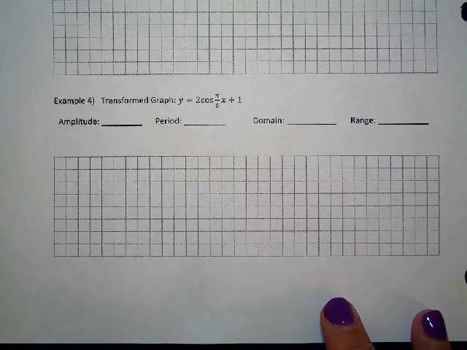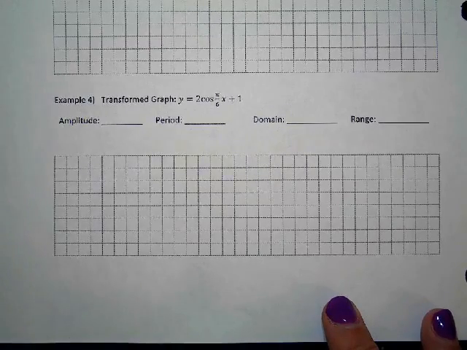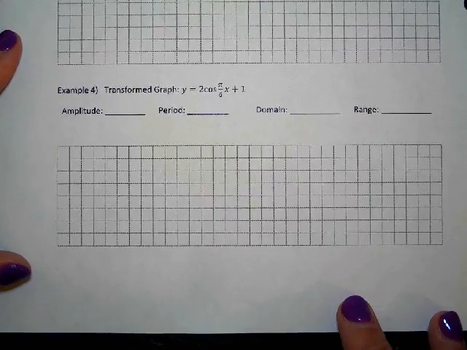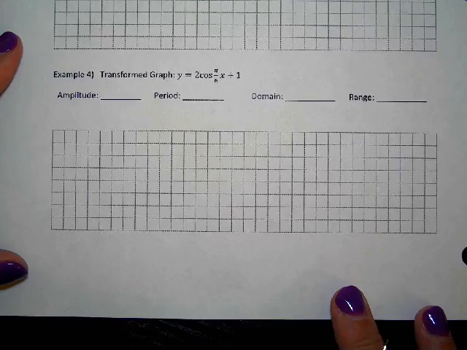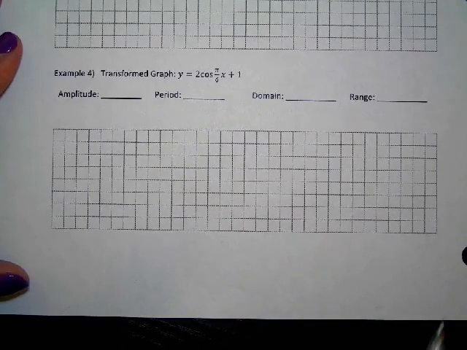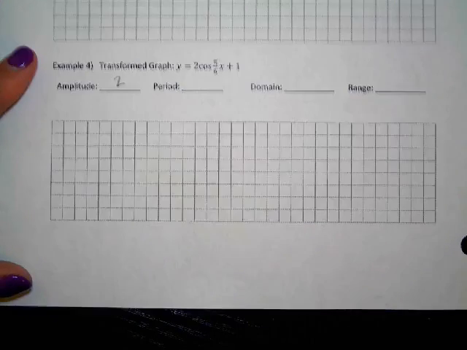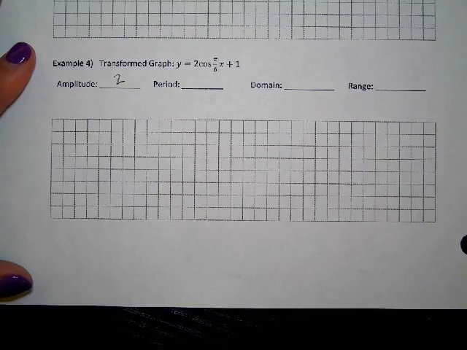All right, so if we look at the very last example, are we ready? Very last example. Okay, so example 4, what is the amplitude? 2. Amplitude is 2. Okay, amplitude is 2. How do we find the period of the graph?